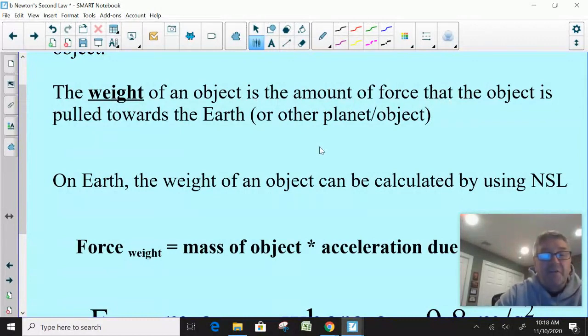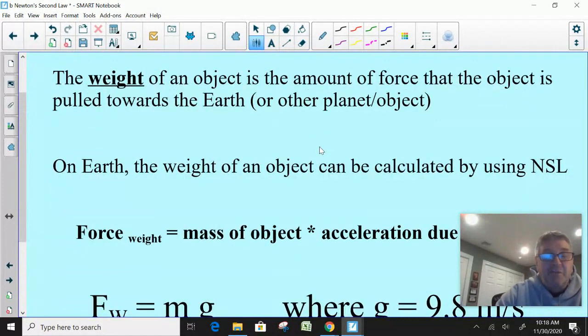So the Earth pulls on you with a certain amount of force. That's your weight. So when you stand on the bathroom scale, it actually gives your weight on Earth. If you took the bathroom scale to the moon, it would be a different number. Your mass would stay the same, but your weight would change.